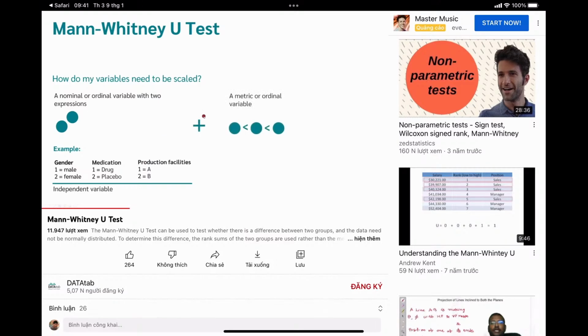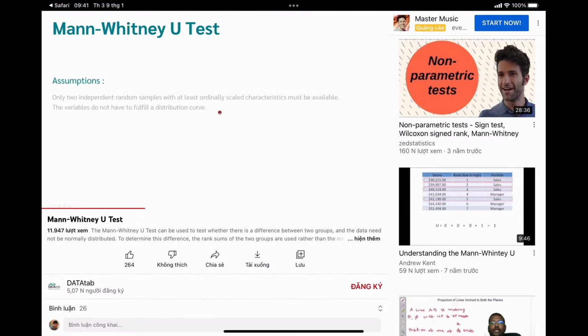Further, we need another metric or ordinal variable as the dependent variable. Because of the fact that we form rank sums, there must naturally be a rank order. Here we could take, for example, salary, well-being, or weight. So in short, for the Mann-Whitney U-test, we need a nominal or ordinal variable with two categories and a metric or ordinal variable.